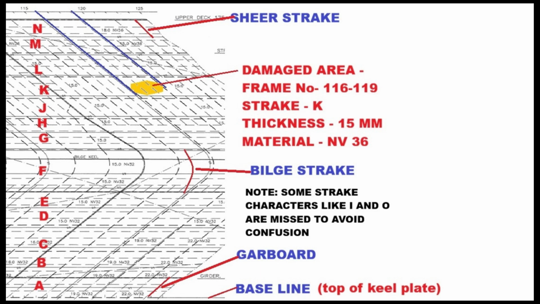Moving further up the curve of the hull, we find the bilge strake, and at the topmost edge near the upper deck, we locate the shear strake. By cross-referencing this grid, we can accurately pinpoint a specific damaged area, which is highlighted in yellow. According to the plan, this specific damage is located between frame numbers 116 and 119, right along strake K. The plan also provides vital material details for the repair team, showing that this plate has a thickness of 15 millimeters and is constructed from NV36 grade steel.